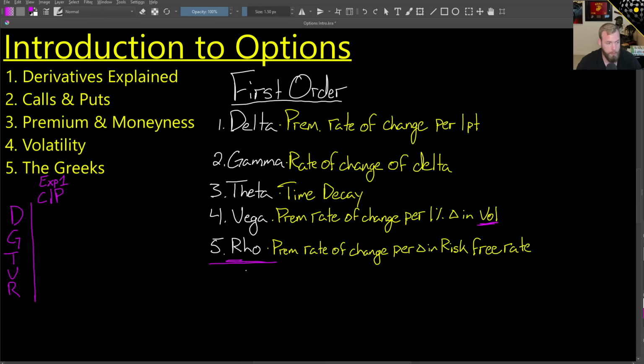This is going to be less applicable to most shorter term options traders within a year, but in a year like this or last year with a lot of rate changes, it's actually more pertinent. And this is how premium changes, or the value of an option changes, per change in the risk-free rate. So as the risk-free rate fluctuates, the premium of options, especially longer dated options, will fluctuate a little bit more. That will be a little less applicable to most people.